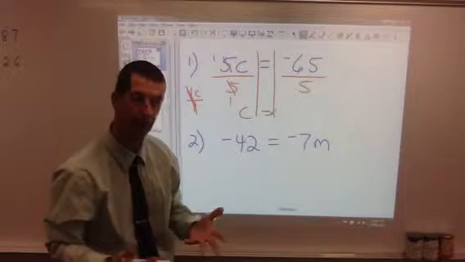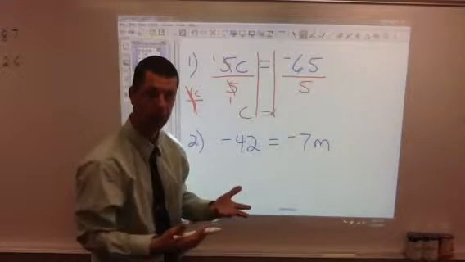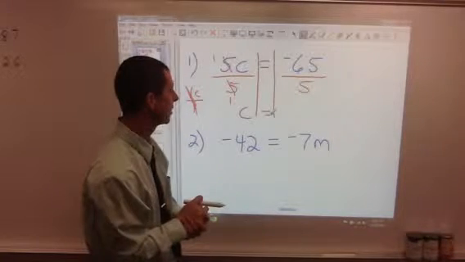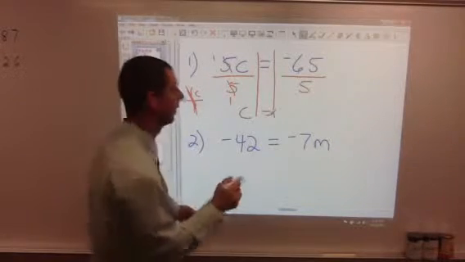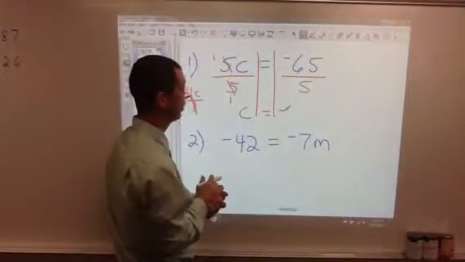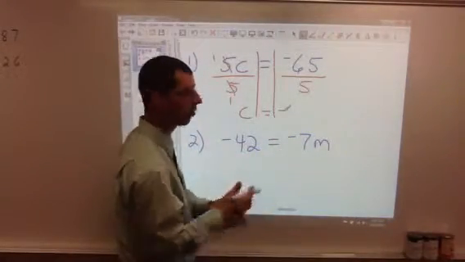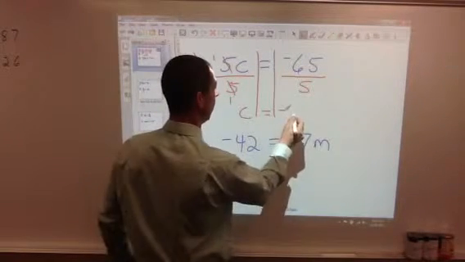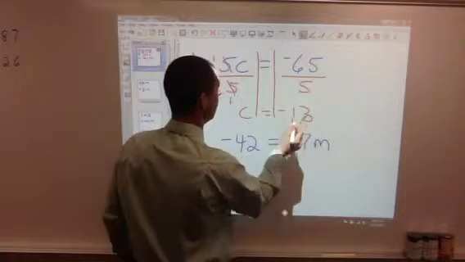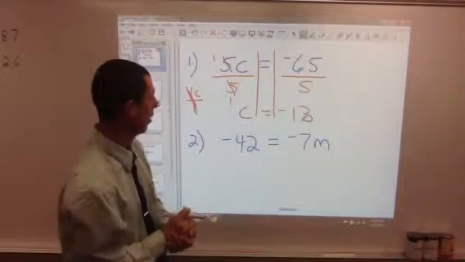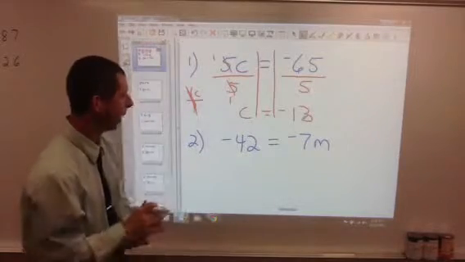Now you've got to think back to the rules of integers here. We're dividing a negative divided by a positive. So our answer is going to be negative, okay? And depending on your ability to divide, if you have to use a calculator, that's certainly appropriate. So on this one right here, we're going to end up with our answer being negative 13. Okay? Let's go to number 2 now.